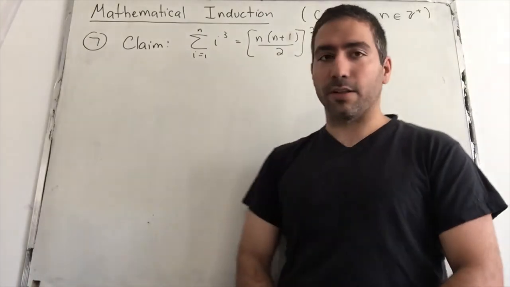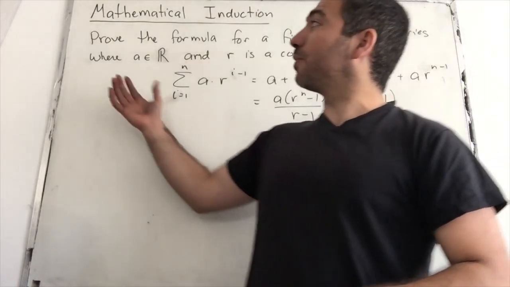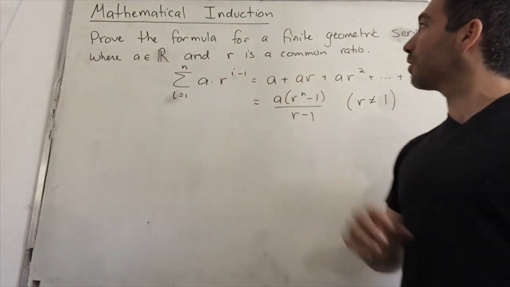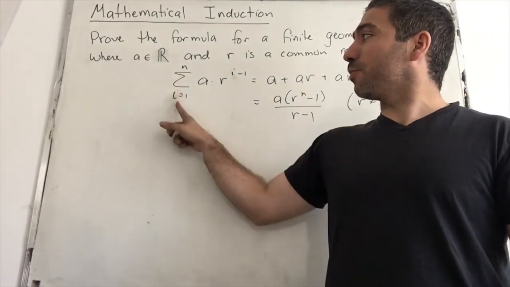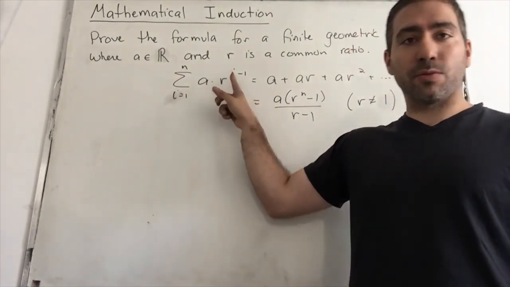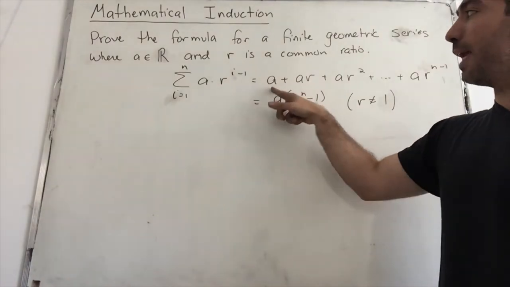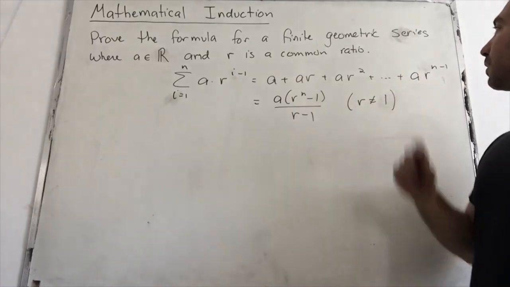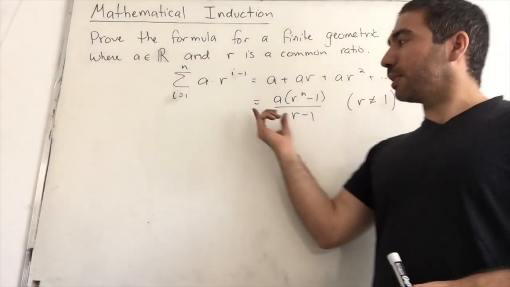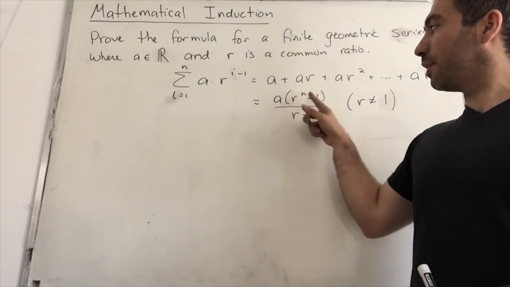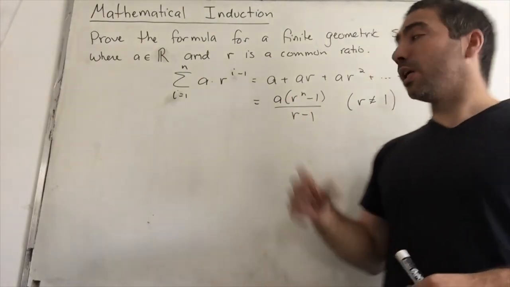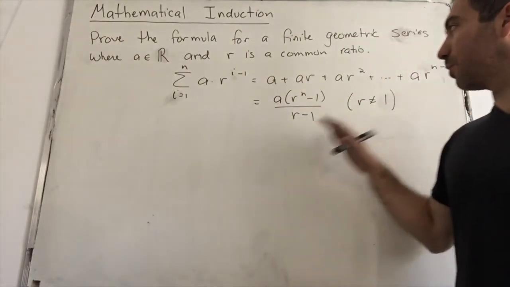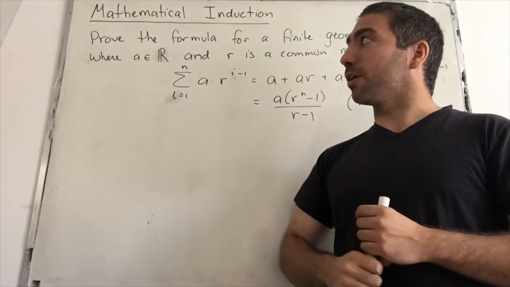Let's look at our last example. So in the last example over here, we have to prove the formula for a finite geometric series where a is a constant and r is a common ratio. We have that the sum from 1 to n of a times r to the i minus 1, if we expand it out, that's equal to a plus a times r plus a times r squared plus dot dot dot all the way to a times r to the n minus 1, and we want to show that that's equal to a times r to the n minus 1 divided by r minus 1, where r cannot be equal to 1, right? Because if r is equal to 1, you're dividing by 0, that's an issue. So this works for the case where r is not equal to 1.